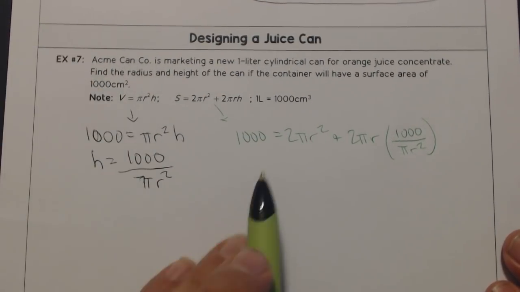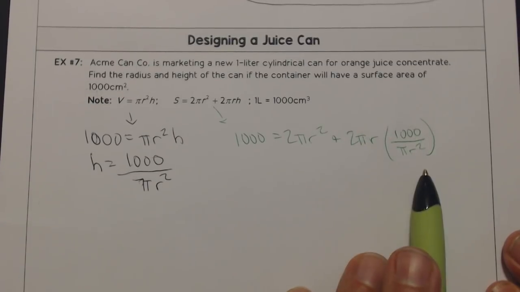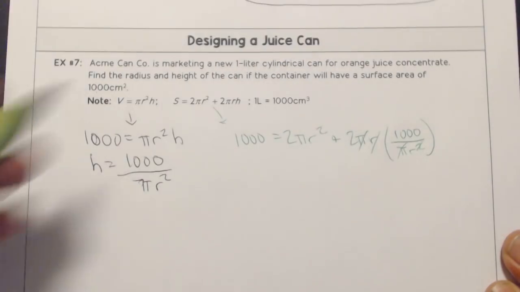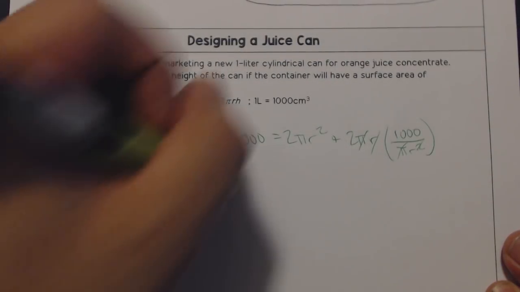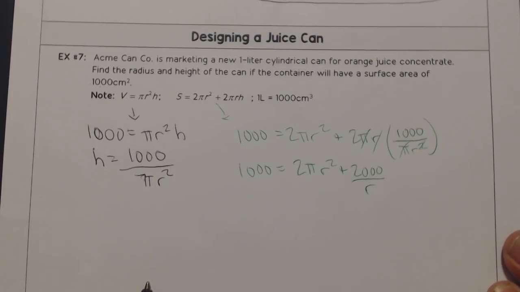And we can simplify this out. The way we can simplify is, oh, you have a pi in the numerator and a pi in the denominator. Pi's cancel. R in the numerator, r squared in the denominator. R cancels and the square cancels. And I'm left with 1,000 is equal to 2 pi r squared plus 2,000 over r. What I did was I multiplied the 2 times 1,000, and it's over r. And now we need to solve this equation.